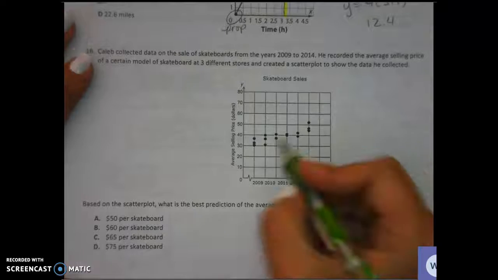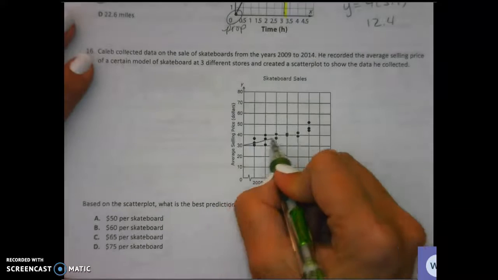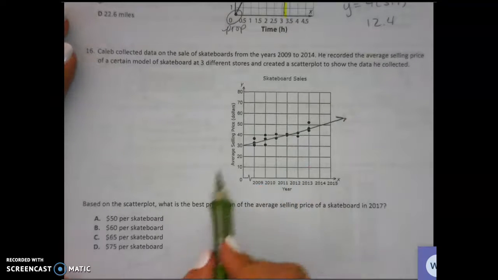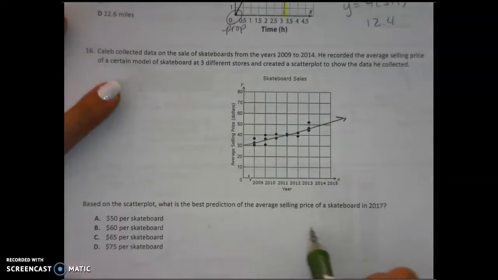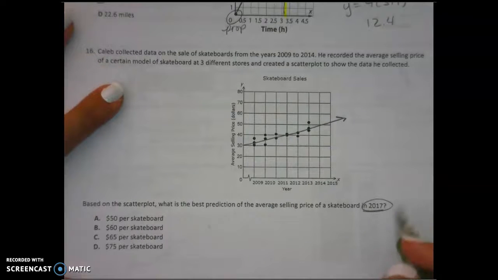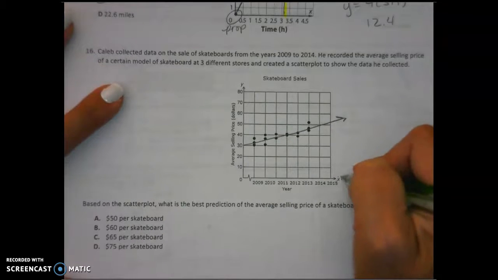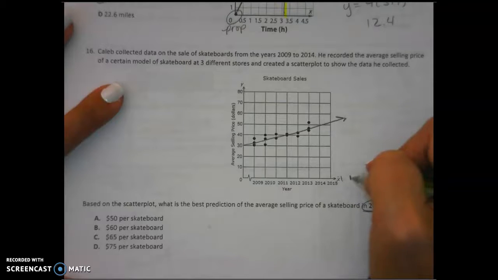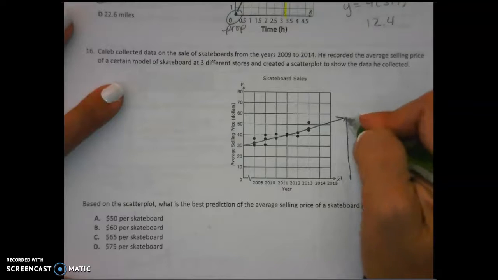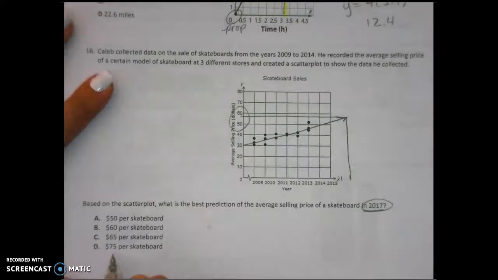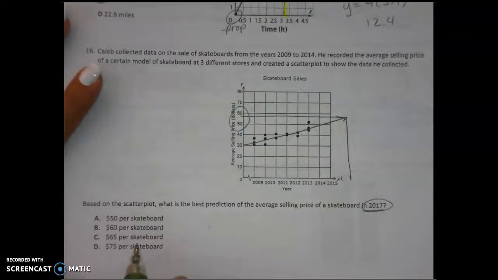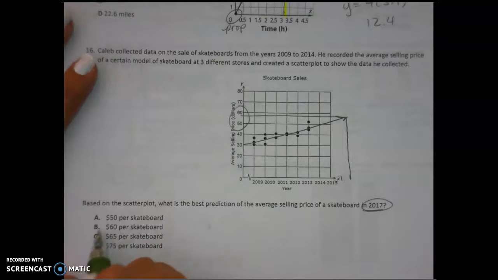And the last one, we can draw our trend line. Okay, 3 different skateboards created a scatter plot and their selling price. So what is the price in 2017? So again, we can kind of estimate this. We can go up and over. It's between 50 and 60. And there's not a number. The closest one would be 60.